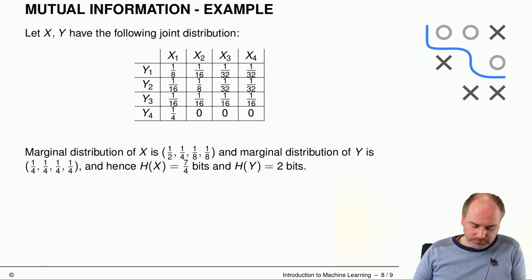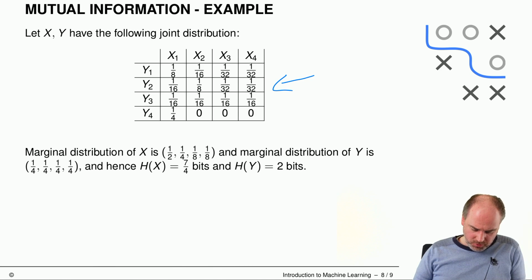So here is a simple joint distribution between two discrete random variables x and y. Apparently both of them have 4 classes, 4 categories. I've specified the joint probability mass function through this table here. Of course, we can now easily compute sums in rows and columns to compute the marginal distribution of x and the marginal distribution of y.